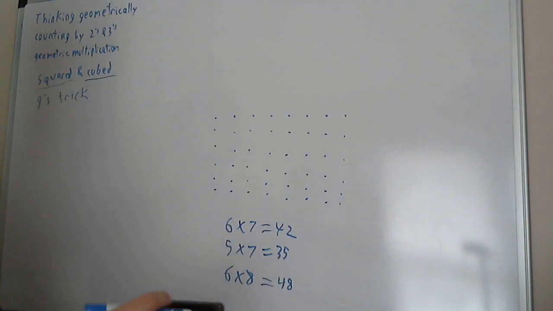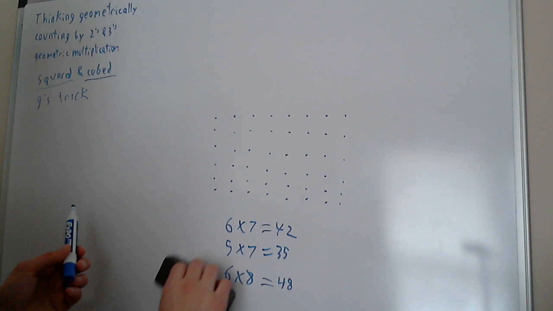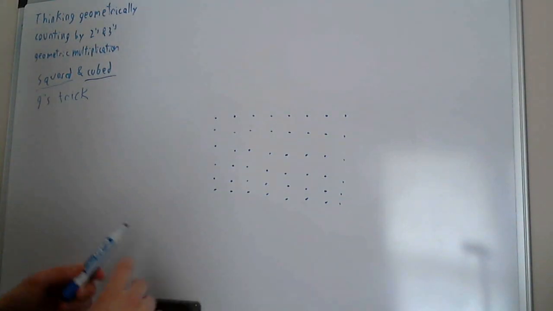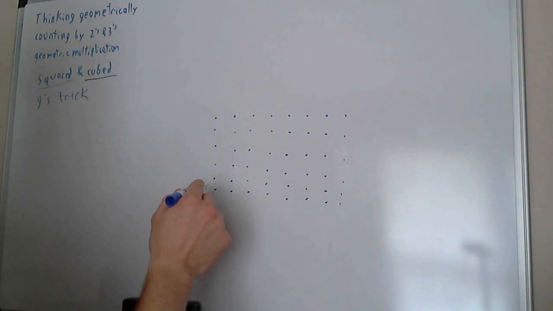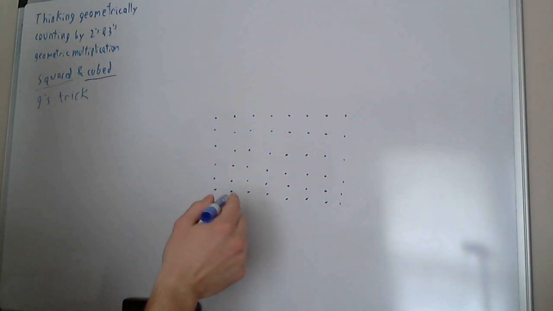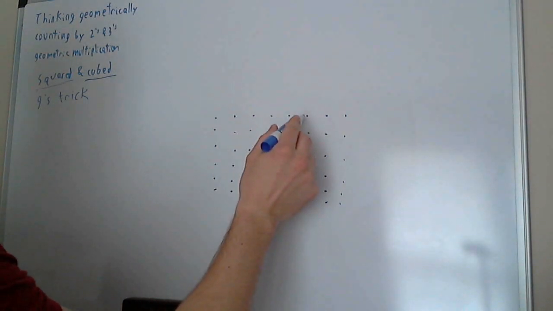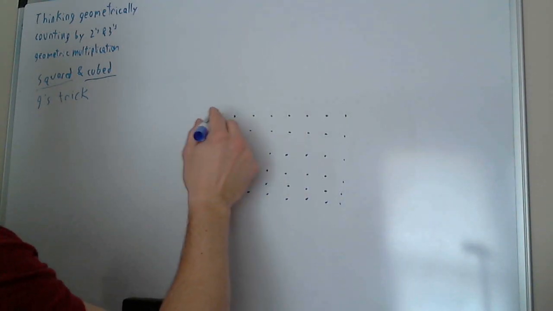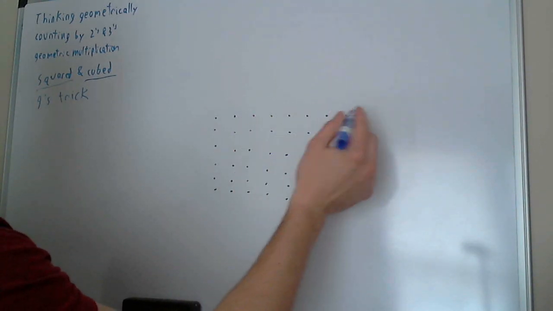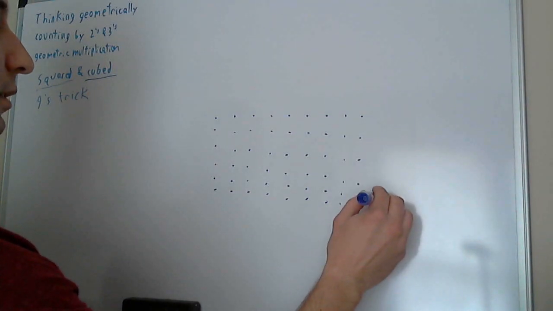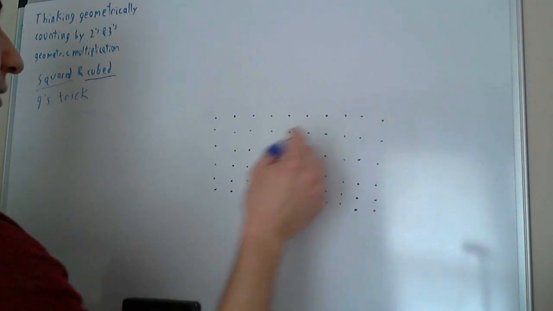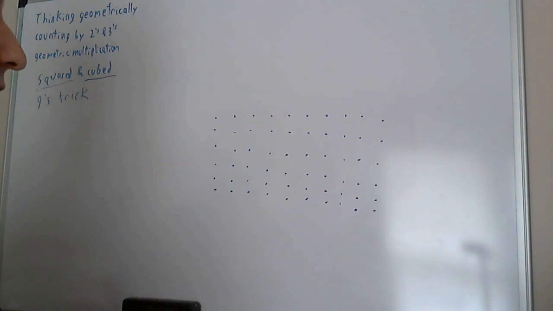I want to get into the nines trick real quick, and there's a few different ways to sort of get at nines, but 6. What do I want to do here? 1, 2, 3, 4, 5, 6, 7. 1, 2, 3, 4, 5, 6, 7, 8. That's right. Okay. All right, so this is 10 by 6. This is 60 dots, right?